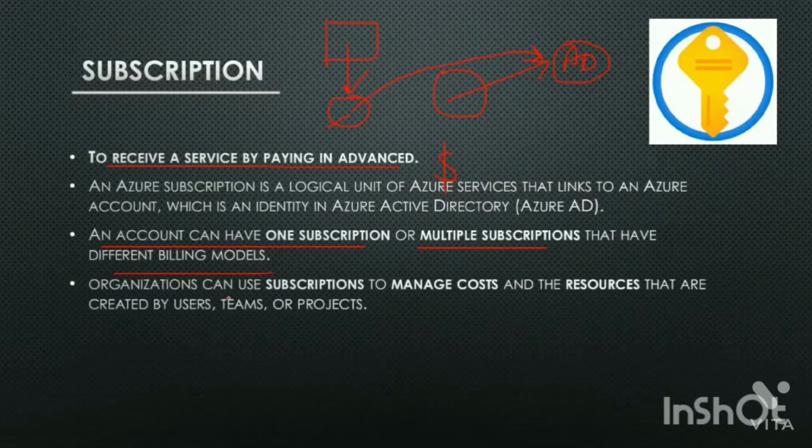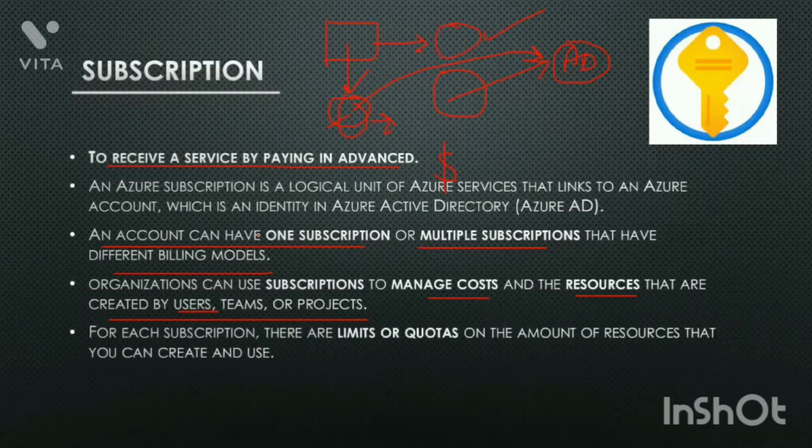An organization can use subscriptions to manage costs, resources, and data created by users, teams, or projects. In one subscription, no users can create virtual machines, while in another subscription the user can create virtual machines. So we can manage these access levels to minimize cost or to allow or deny the user from creating resources. For each subscription, there are limits or quotas on the amount of resources that a user can create.